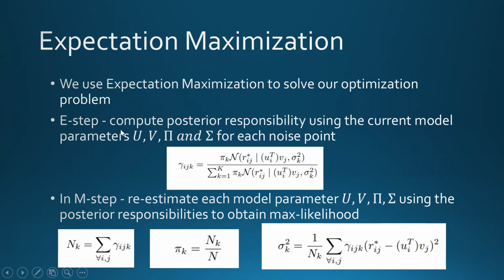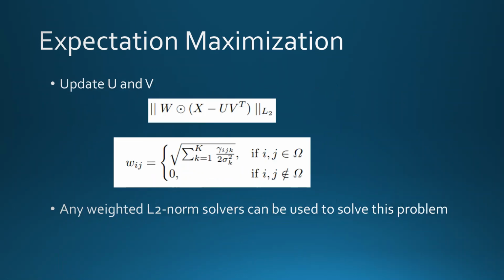In the E step, we compute the posterior responsibilities of each data point, each noise point, using the current model parameters u, v, pi and sigma. In the M step, we re-estimate the model parameters u, v, pi and sigma using the equations that are also given in the paper. We also update u and v.